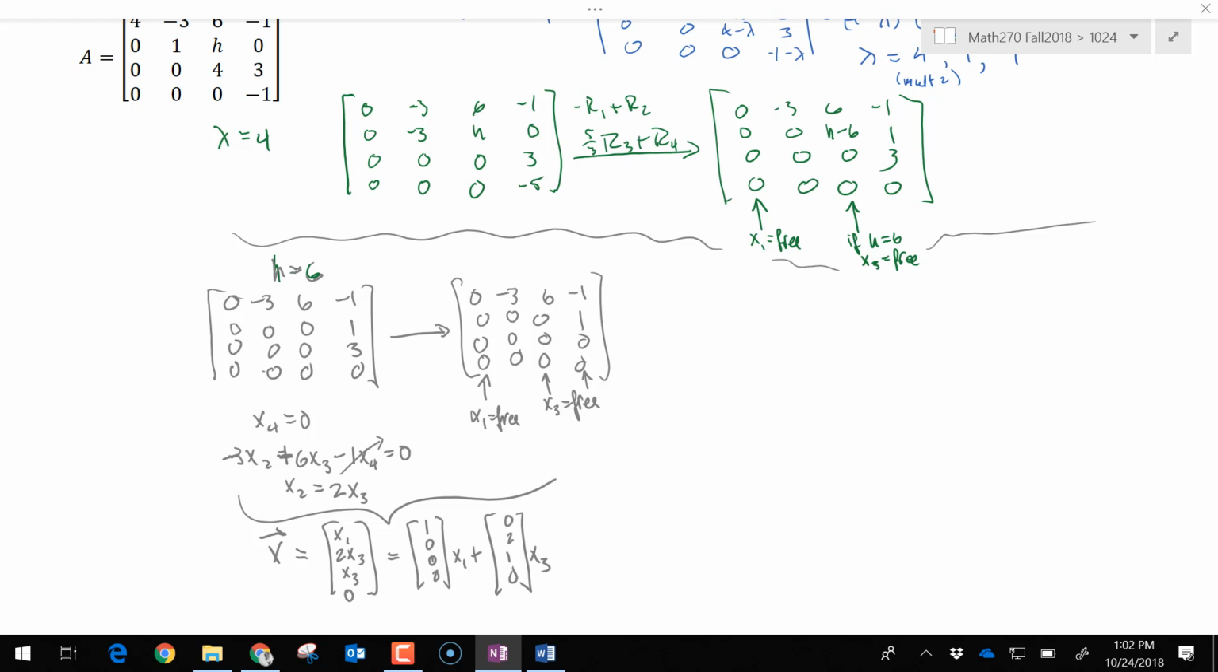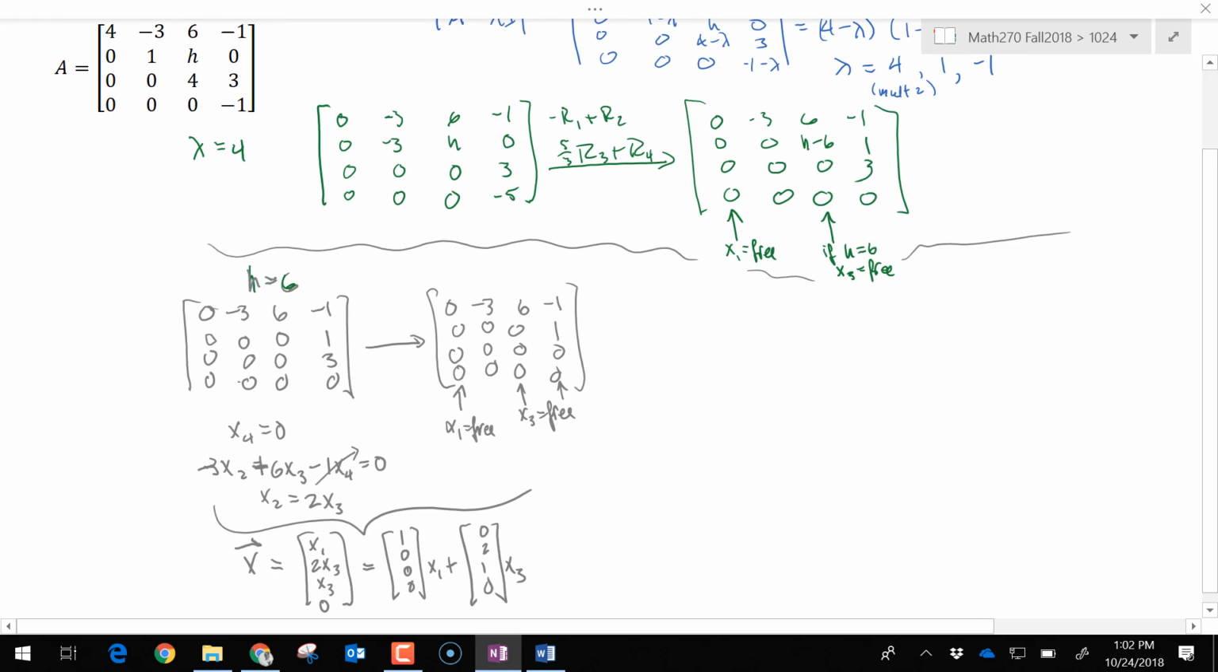Because if I'm looking at this, the row full of zeros wouldn't help. I guess I should be looking at this. We got two rows of zeros, and because you're looking for the null space, you'd set each of these things equal to 0. So x4 is equal to 0.